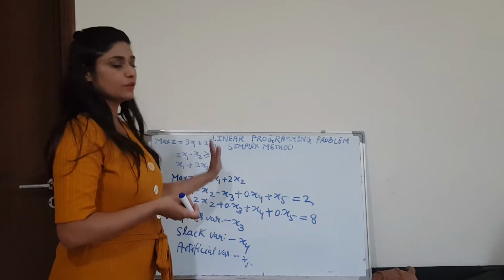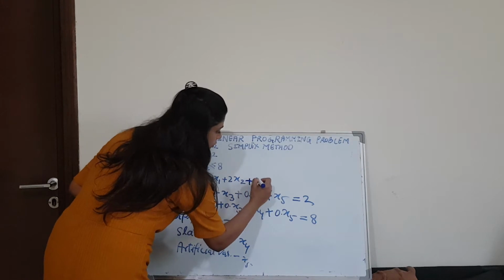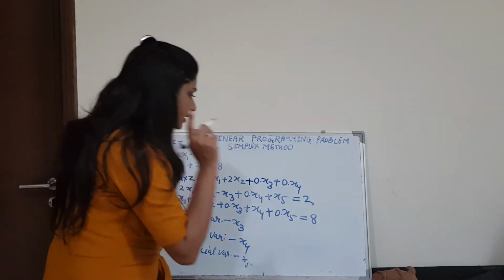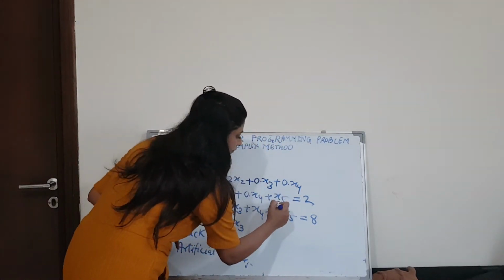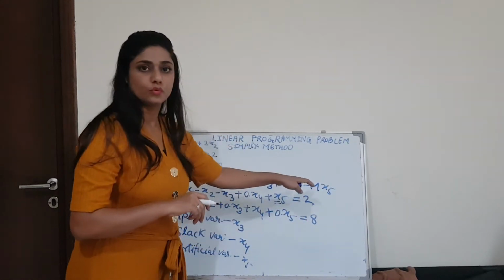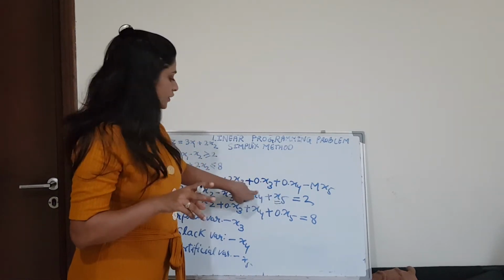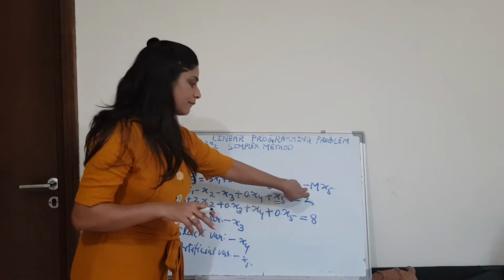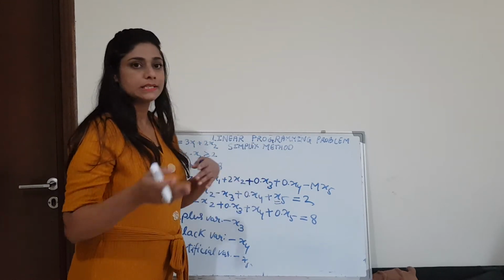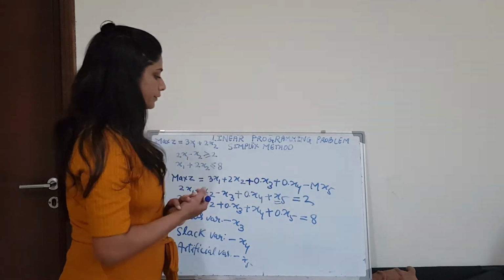Now these variables we will write like this in the objective equation: plus 0 into x3, plus 0 into x4, and the artificial variable we will write like this, minus M x5. This is the rule. So slack and surplus variables we will write like this, and the artificial variable, which is x5, we will write as minus M x5. You can write anything in place of M, theta, zeta or anything. So I am writing minus M, the artificial variable, with x5.